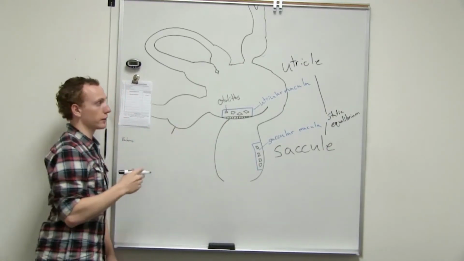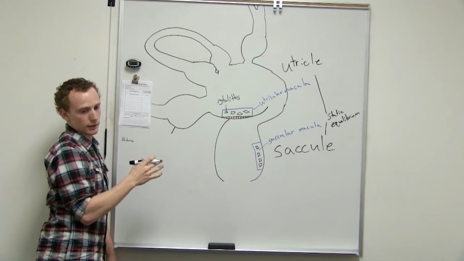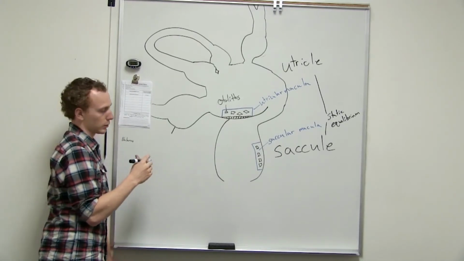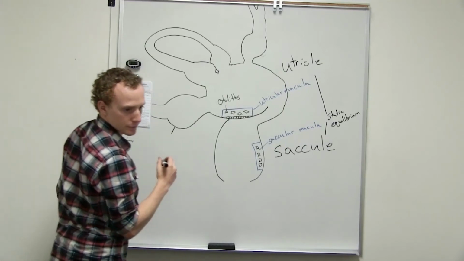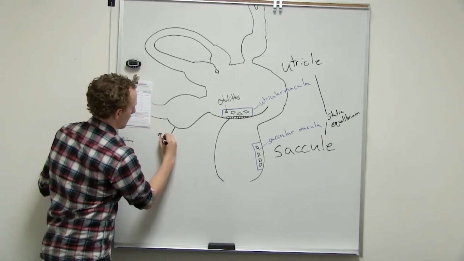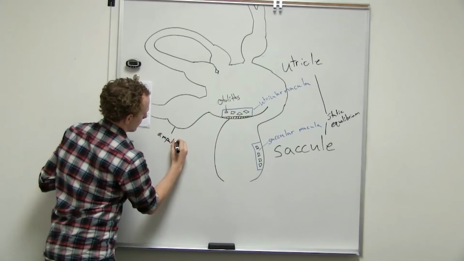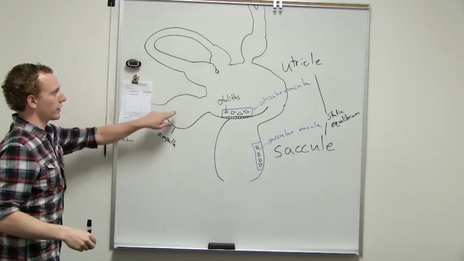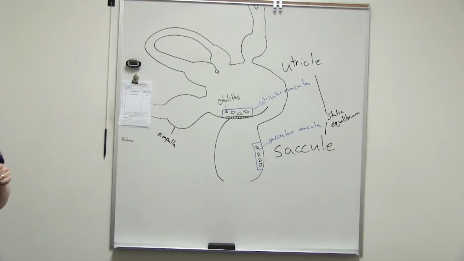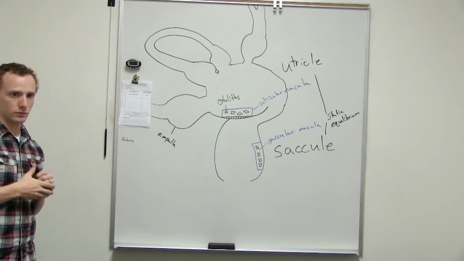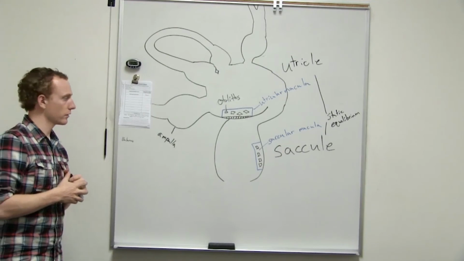Now off of static equilibrium, we're talking about dynamic equilibrium. It's the ampulla. The ampulla are these little fat parts at the beginning of the semicircular canals. And it's all of them. They're all ampulla.